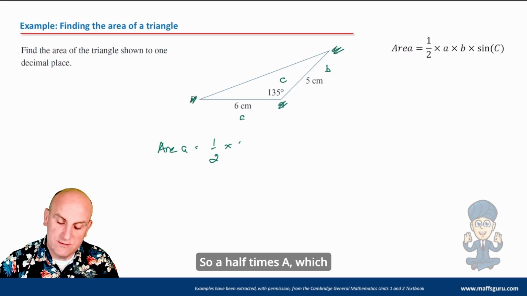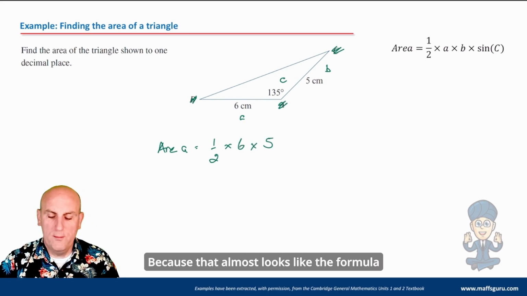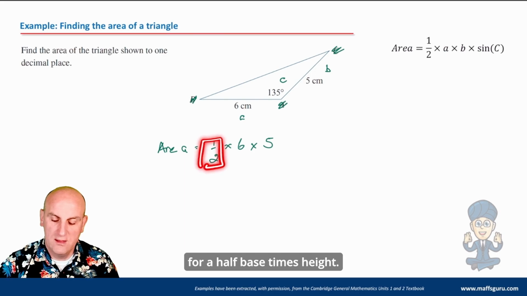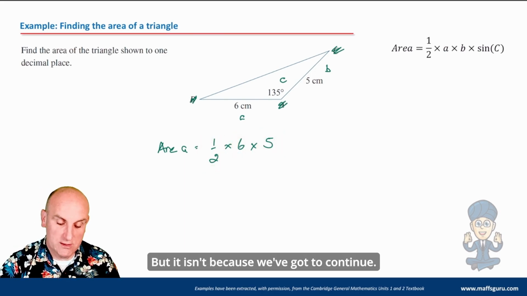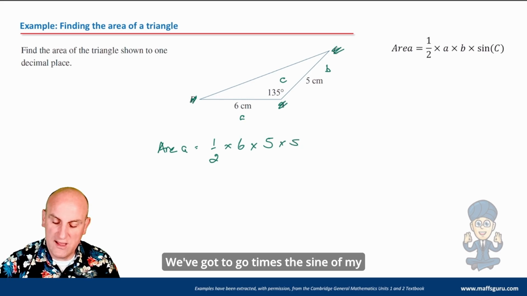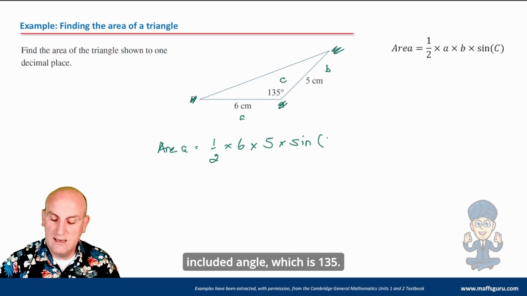So 1/2 times A, which is 6, times B, which is 5. Now that's interesting, isn't it? Because that almost looks like the formula for 1/2 base times height. But it isn't, because we've got to continue. We've got to go times the sine of my included angle, which is 135.